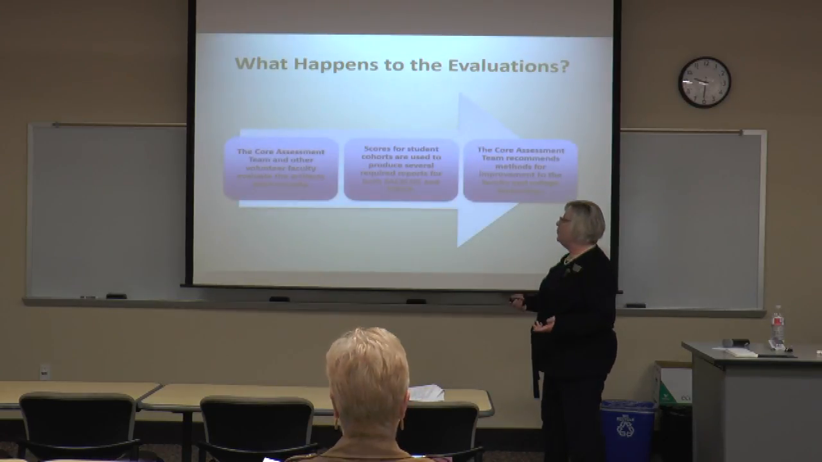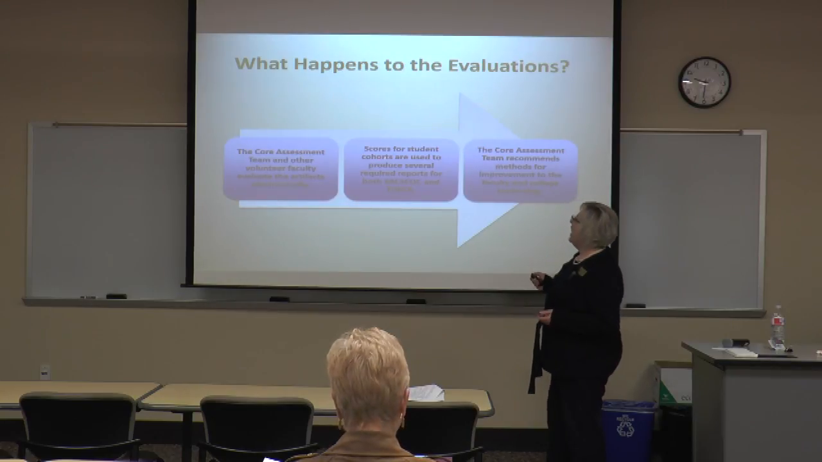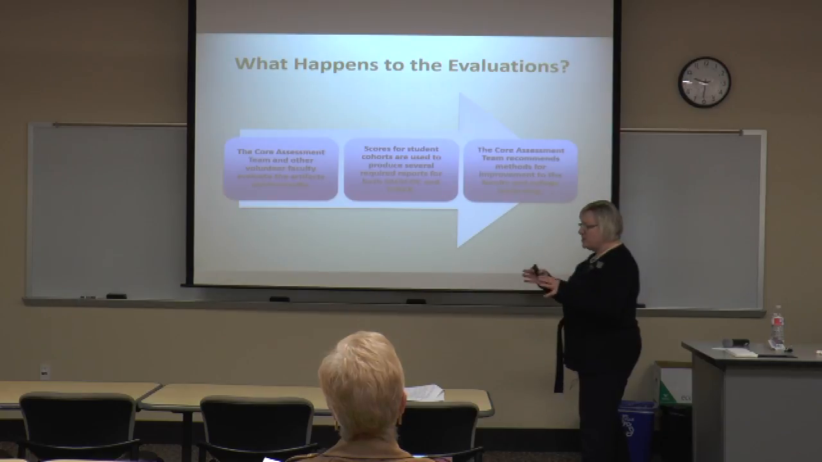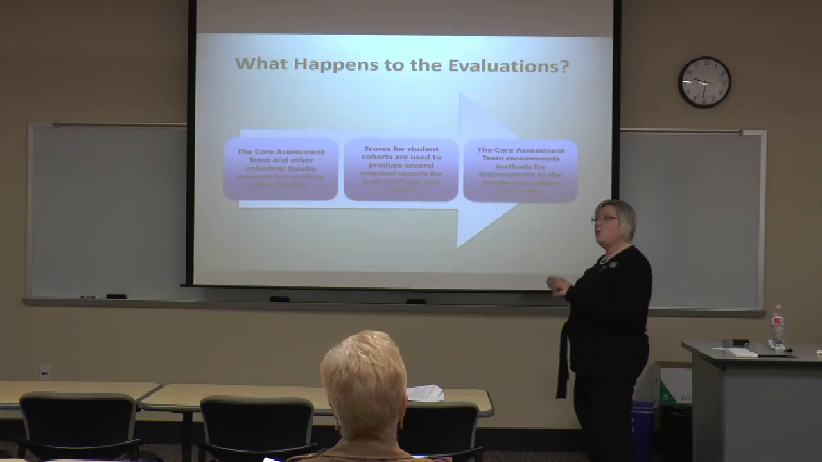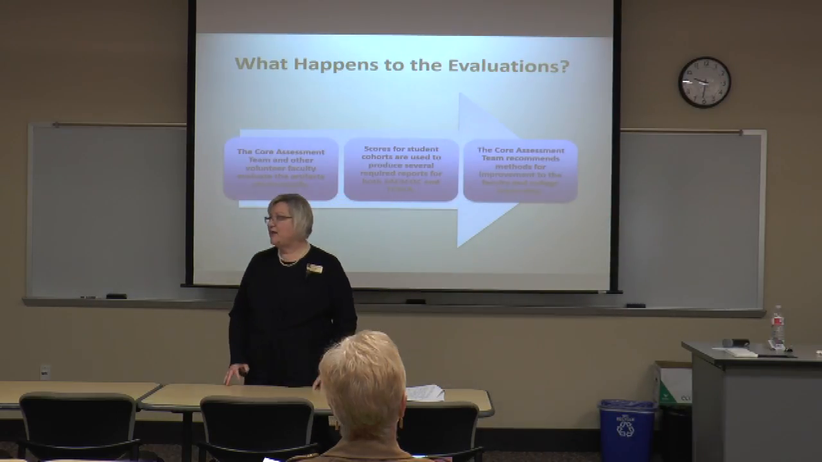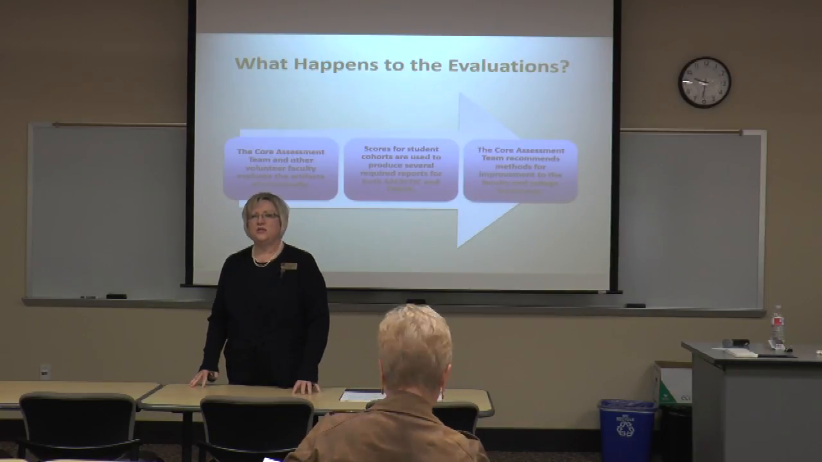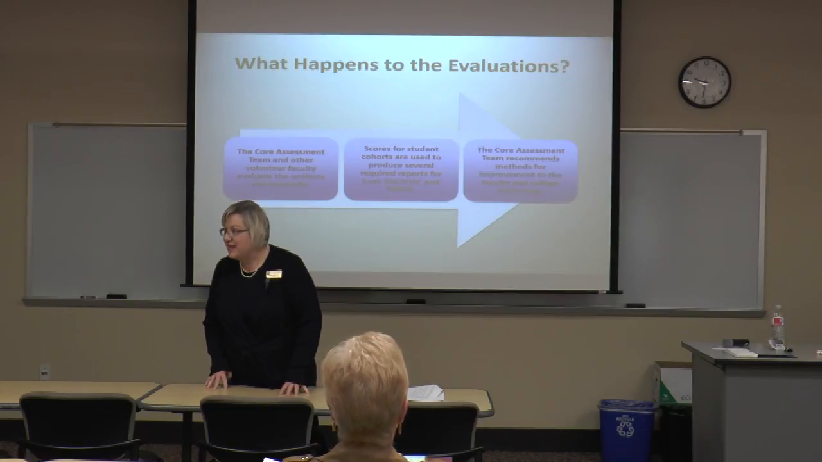So what happens to them? Well, first a core assessment team and other faculty volunteers, and they're always faculty, evaluate the artifacts, and that's hard to read. Then the scores for those various cohorts of students are used to produce the reports for SACS and for the coordinating board. And then the core assessment team recommends methods for improvement. We take some of that to the faculty. We report to you what is not going well. Oh my goodness, guys, we really need to work on this or that together.